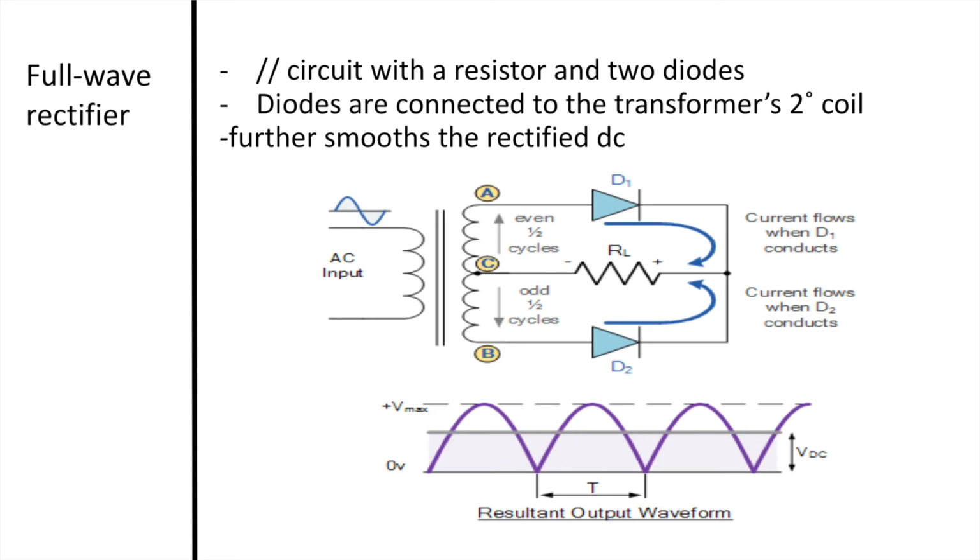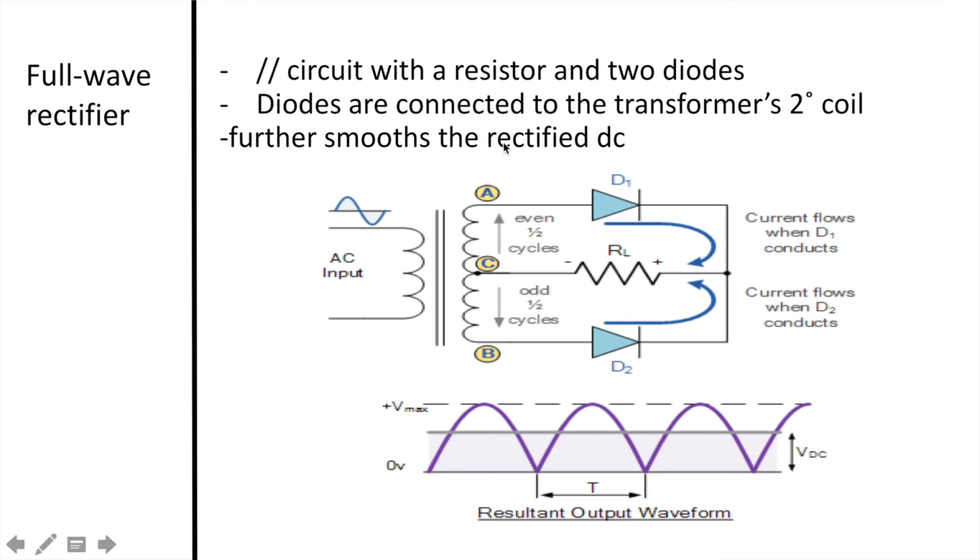Half-wave rectification is suitable for some low-powered applications. However, in many cases, an even smoother and more consistent DC supply of voltage is required. Using every half cycle of the input voltage instead of every other half cycle helps produce a smoother, more constant DC supply. This is called a full-wave rectifier. A full-wave rectifier is pretty much just a parallel circuit with a resistor and two diodes. The diodes are connected to the transformer's secondary coil, usually at the center of the secondary coil, and this helps to further smooth the rectified DC.